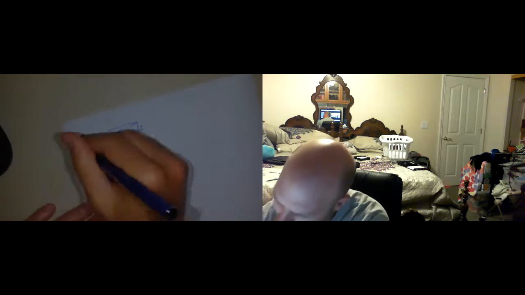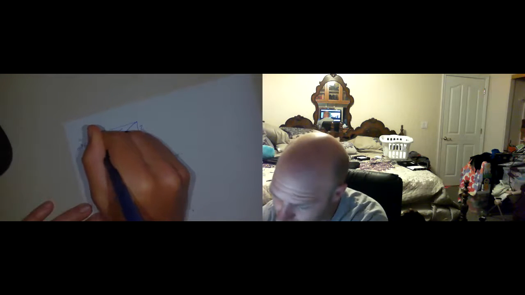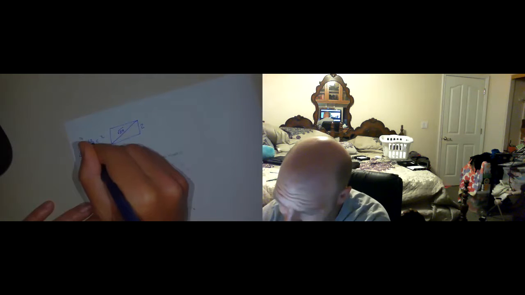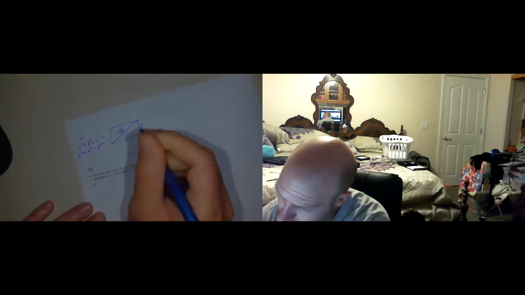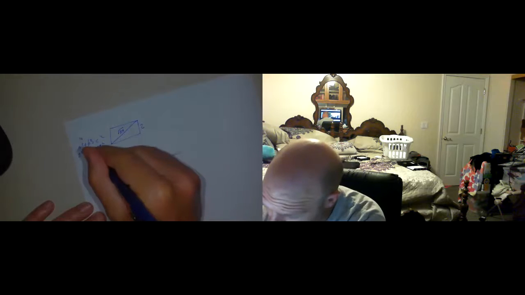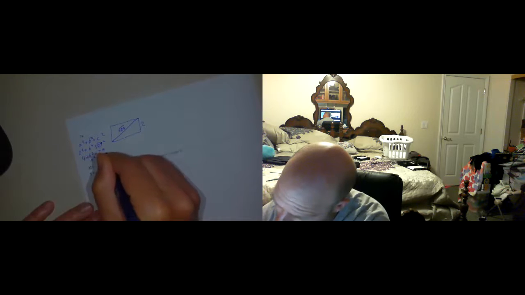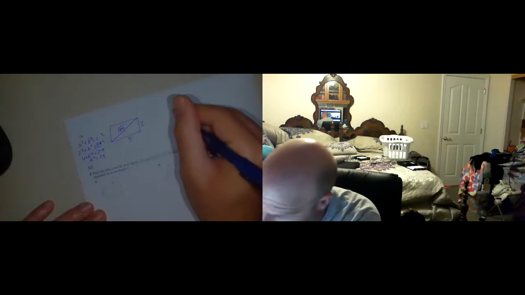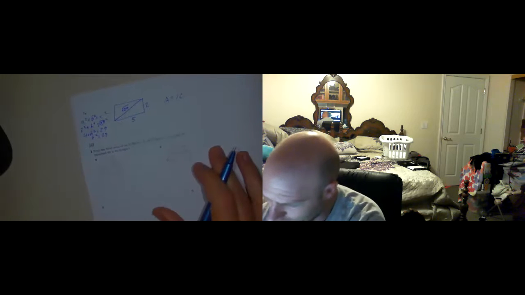A little bit of Pythagorean theorem here, which of course says a squared plus b squared equals c squared. That is 2 squared plus the height squared equals the square root of 29 squared. So 4 plus h squared equals 29. h squared equals 25. Looks like my height is 5, and therefore my area is going to be 10, base times height again.